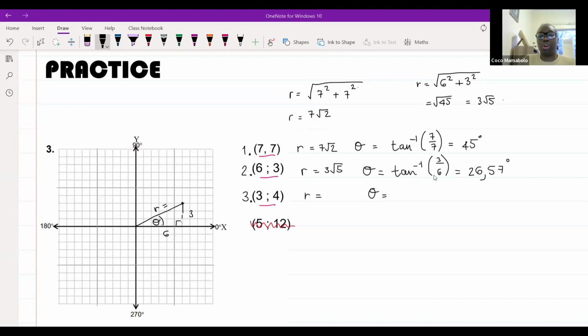All right, then we're going to do this last one over here. If we calculate for the radius over here, we're going to find that if we use Pythagoras, the radius we're going to get is 5 for this one over here. And then in order to find theta, again, I'm going to use arctan. Not root 5, just 5. It should just be 5, not root 5. Arctan of 4/3, and my calculator will give me the answer, 53,13 degrees.